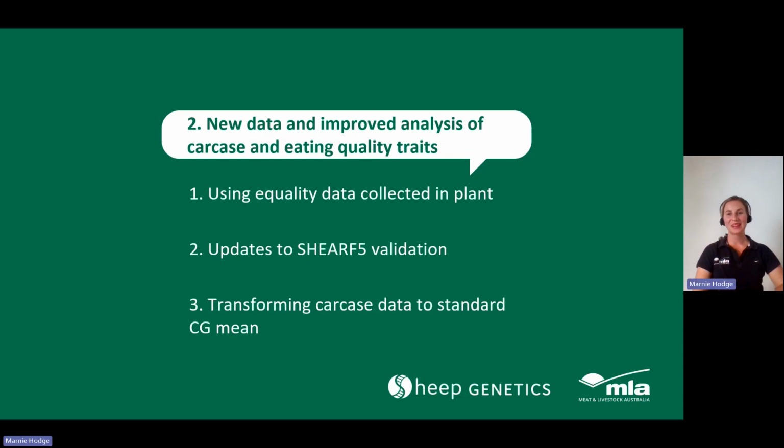Hi, I'm Marnie Hodge. I'm the Land Plan Development Officer at Sheep Genetics, and I'll be running through Analysis Enhancement 2, which is using new data and the improved analysis of carcass and eating quality traits in the genetic evaluation. We'll be looking at using eating quality data that's collected in plant, as well as updates to the shear force validation and transforming carcass data to a standard contemporary group mean.